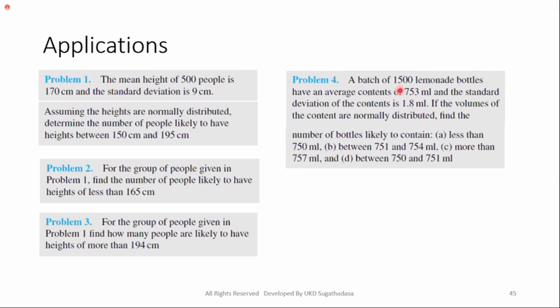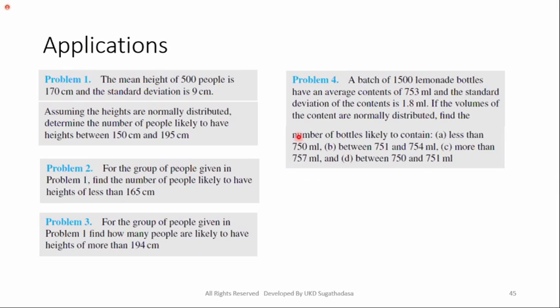Here we have to assume the mean is given, no? Bottles have an average content. Average content is the mean, no? Average content is 753 and standard deviation 1.8 milliliters. In this case, remember, just write down mu is 753, sigma is 1.8. If the volume of content is normally distributed, I will show you how to calculate one, then you can do the other things. We want bottles likely to contain less than 750 milliliters. That's the danger.